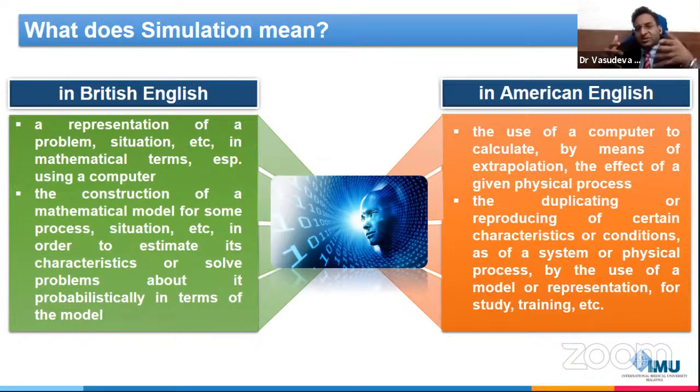So based on these two definitions, one thing we could clearly figure out is that simulation is the process of doing a duplicate activity using a computer. In simple words, we can say that. So using a computer, if you are mimicking a real experimental process, that is nothing but simulation.